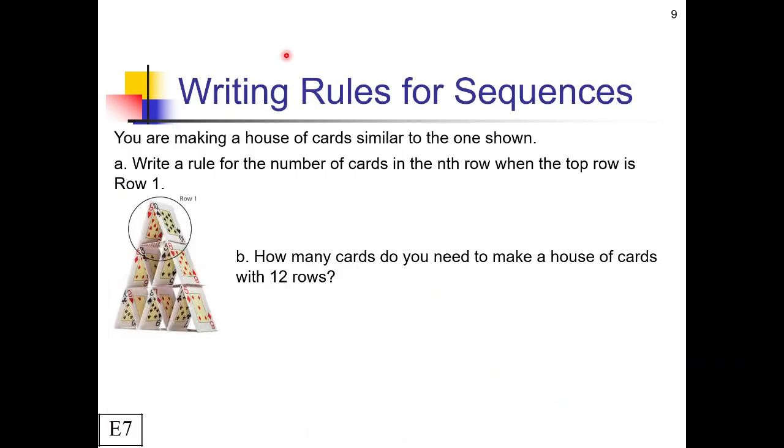So for our final boss battle, you might want to channel your inner Kevin Spacey, because we're going to be making a house of cards, similar to the one shown here. Not a real house of cards, just a theoretical one, but you get the idea.